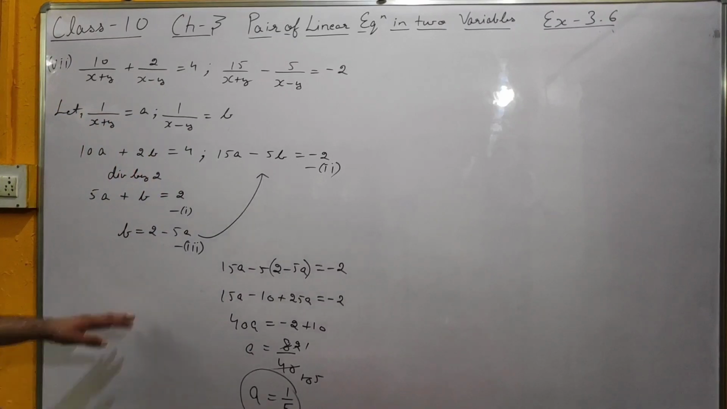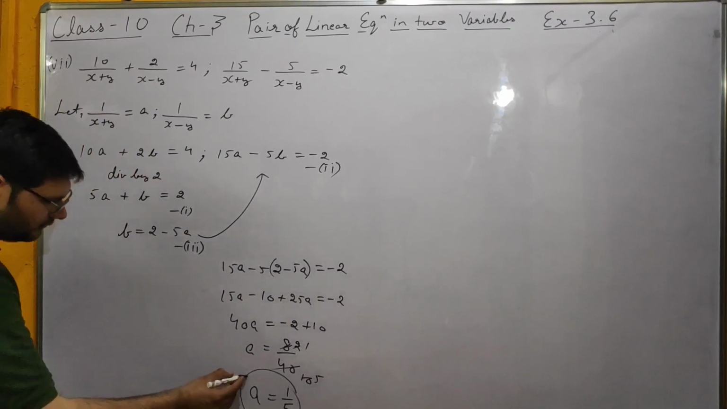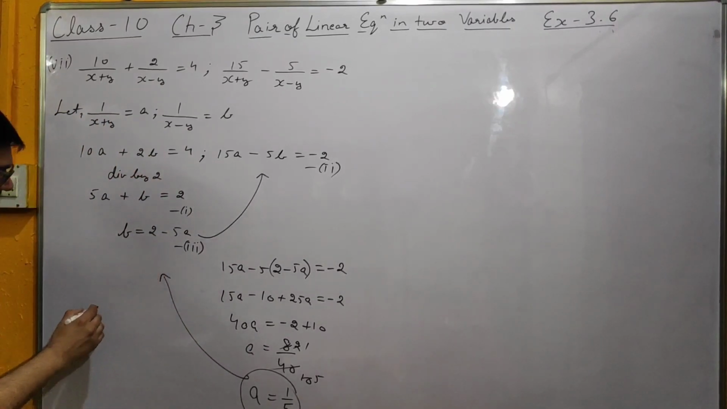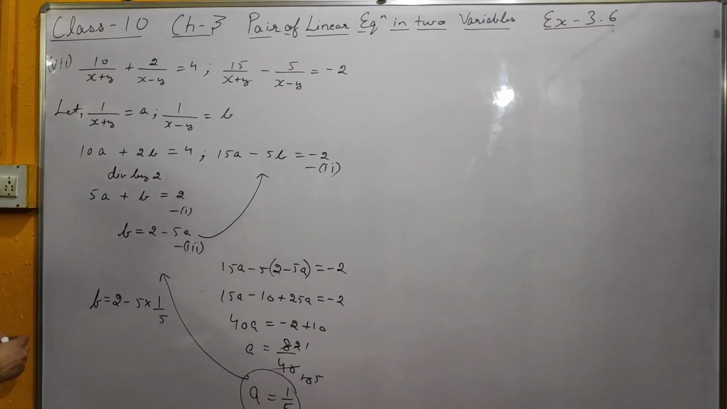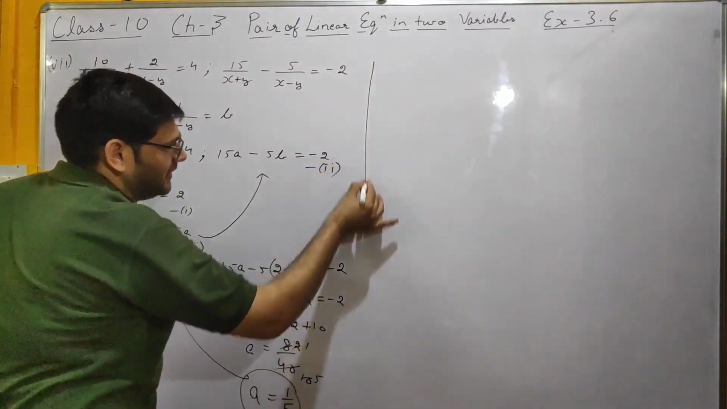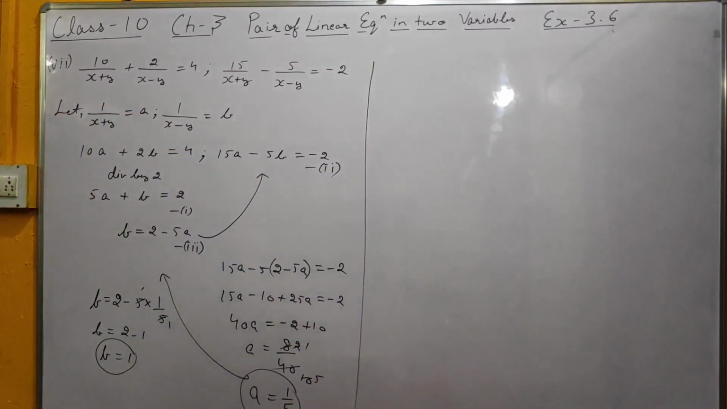Now dear students, let's find out the value of b also. We'll put the value of a in this equation. So b will be equal to 2 minus 5 into 1 by 5. Alright, it is cancelled. So 2 minus 1. The value of b is 1. So a is 1 by 5 and b is 1. But this is not the answer. Again we need to find out the value of x and y.